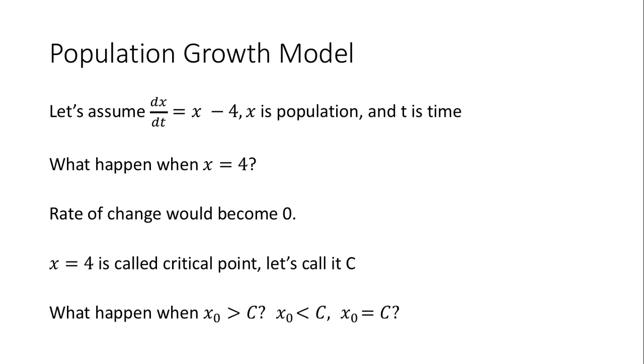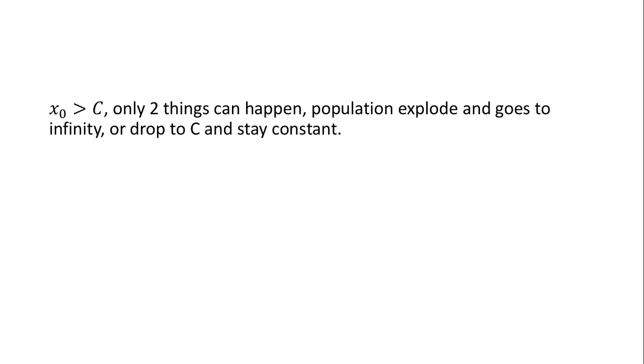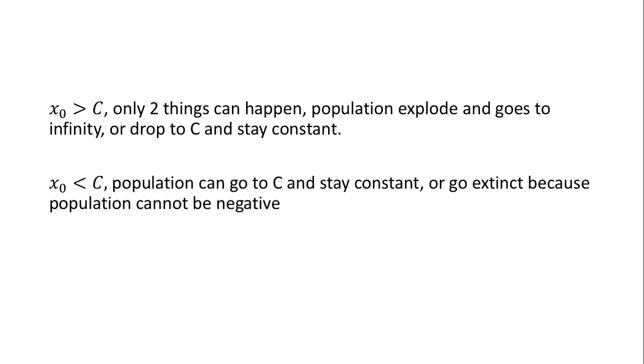So what happens when our initial value is greater than c, less than c, or equal to c? If it's greater than c, only two things can happen. The population will explode and go to infinity, or drop to c and stay constant. If the initial value is less than c, the population can go up to c and stay there, or go extinct because the population cannot be negative. Or if it's equal to c, then the rate of change will stay at 0 and it stays at equilibrium.